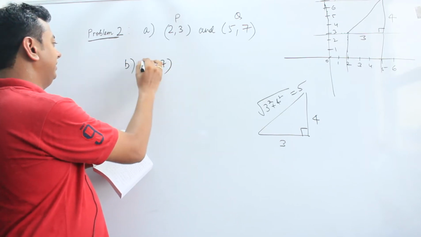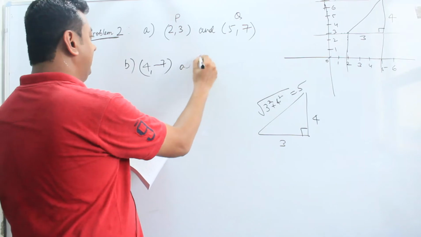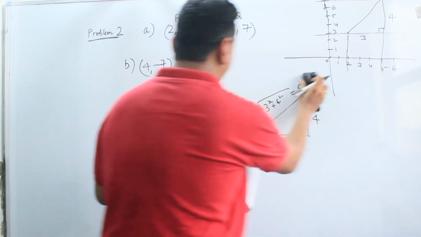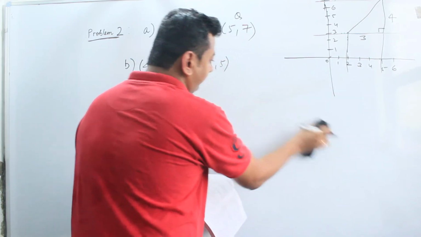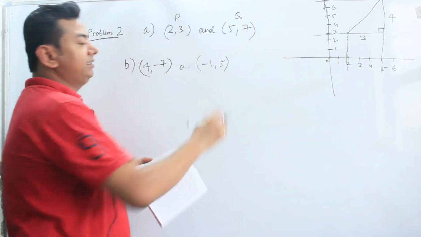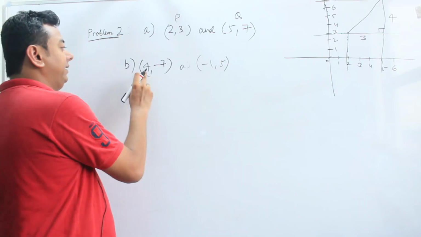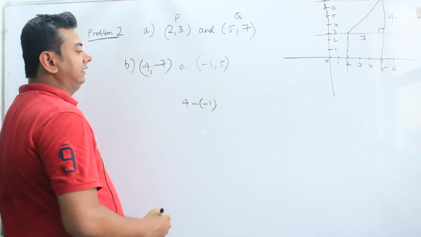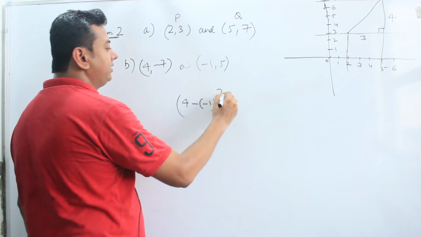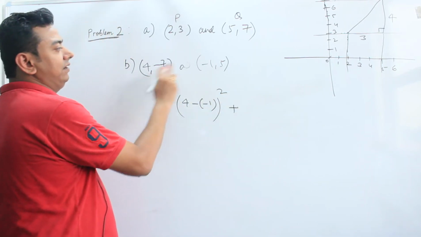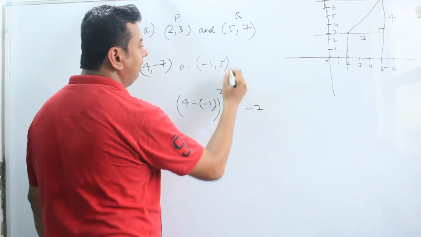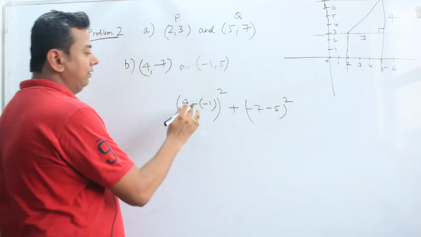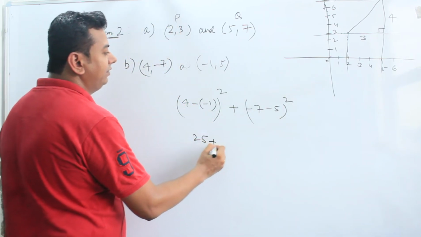4, minus 7 and minus 1, 5. So what is the distance between these 2 points? The difference in x is how much? 4 minus of minus 1, whole square, plus the difference in y, minus 7 and minus 5, whole square. What is this? 5 square, that is 25. What is this?